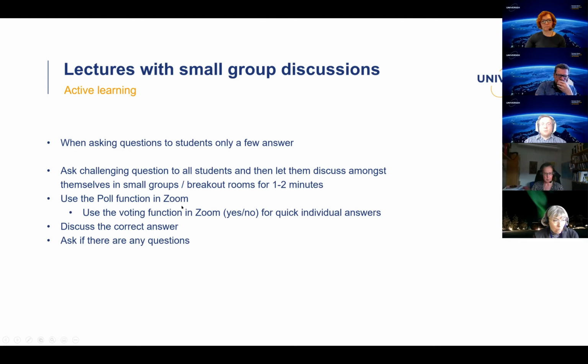I use this a lot when I had more than 200 students, because then I couldn't do the breakout room thing. So then I only used the poll instead. And you can also use the voting function in Zoom, yes or no, just to quickly get individual answers, a little bit like we did previously here. Are you back yet? Put the thumbs up or something like that. Or using the yes and no buttons in Zoom to get the students a little bit more active.